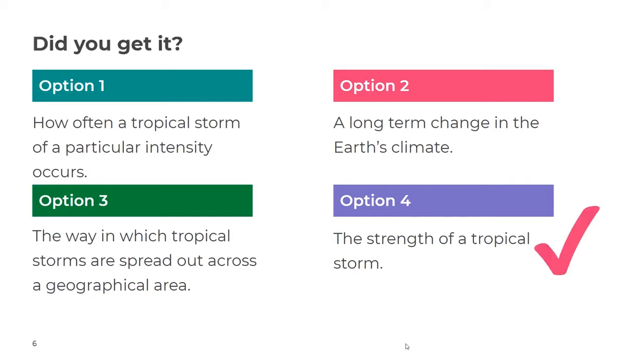So let's check to see if you've got the answer correct. The intensity of a tropical storm is option 4. It means the strength of a tropical storm. But what about the other options? Option 1, how often a tropical storm of a particular intensity occurs, is the frequency of a tropical storm. Option 2, a long-term change in the Earth's climate, is actually the definition for climate change. Option 3, the way in which tropical storms are spread out across a geographical area, refers to tropical storm distribution.